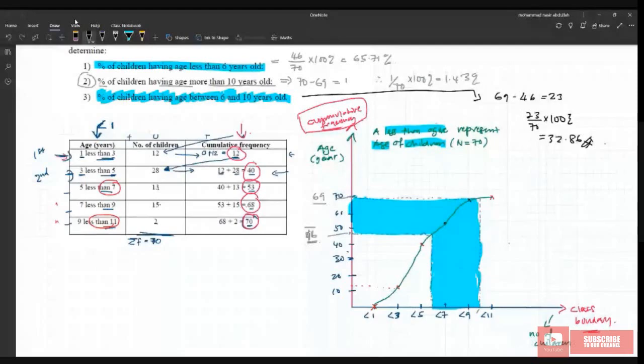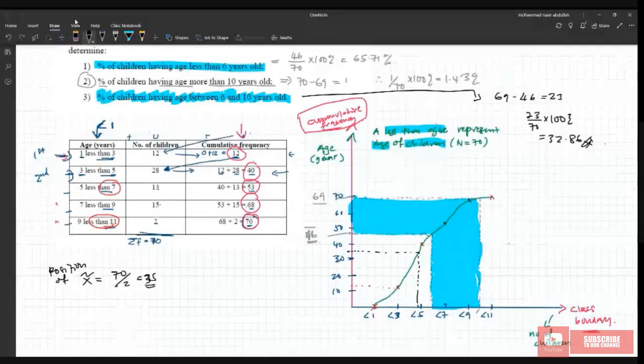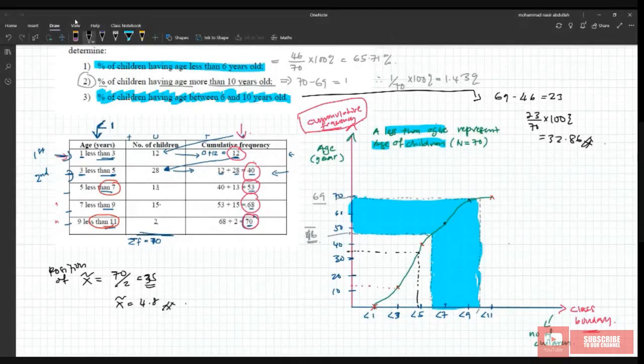And if you want to determine the median, right? For example, the median is the middle value, means 70 divided by 2 is equal to 35. This is not the median. This is the position of the median. 35 should be somewhere here. So the median should be equal to 4 point something, right? So the median should be equal to 4.8, for example, right? This is going to be your median.